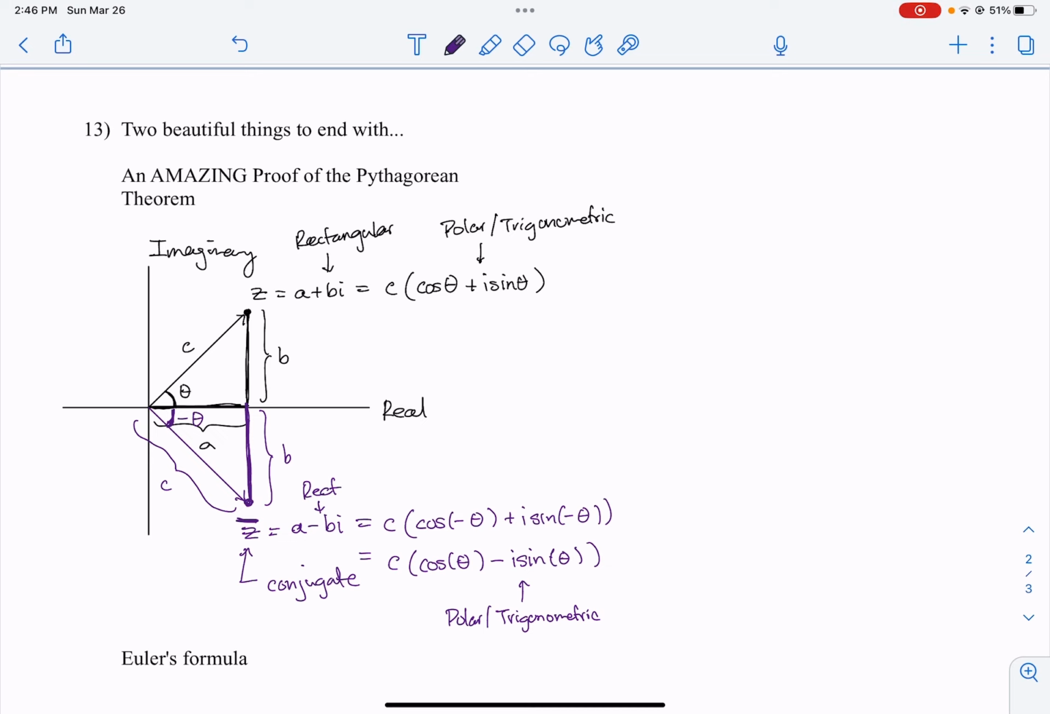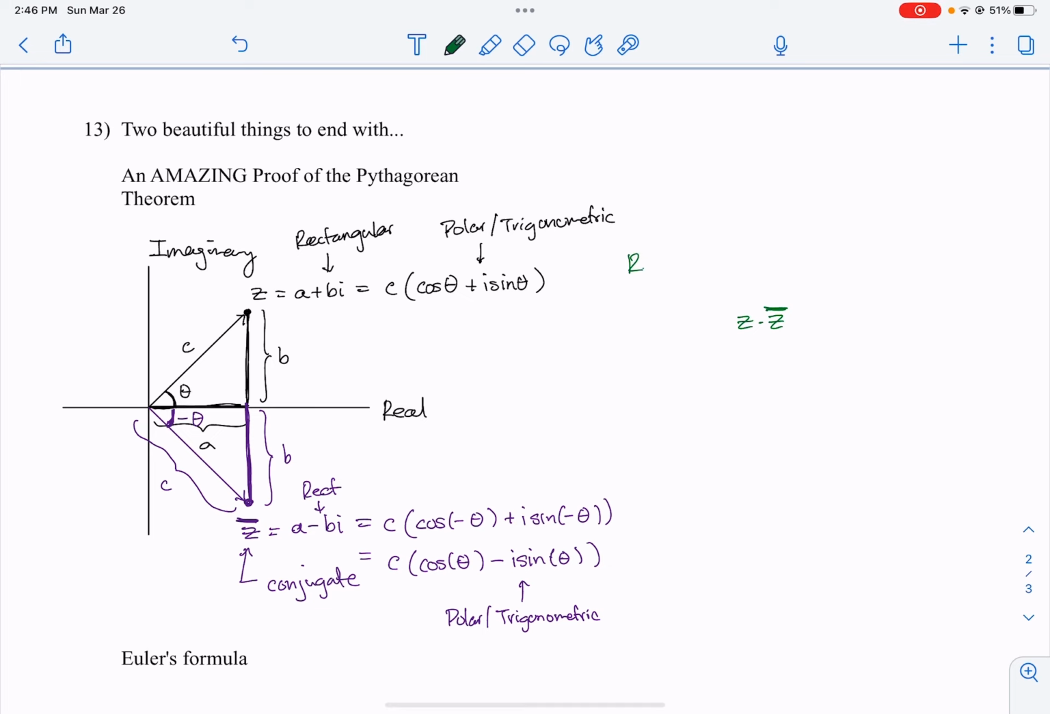So why am I showing you all this? Because we need these things in order to prove the Pythagorean theorem is true. This is so nice. You have two separate ways of computing the number z times its conjugate. There are two ways you can do this.